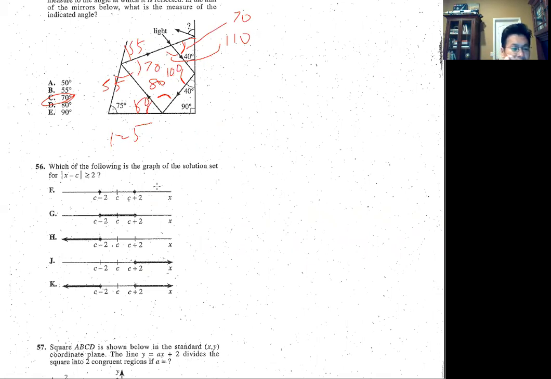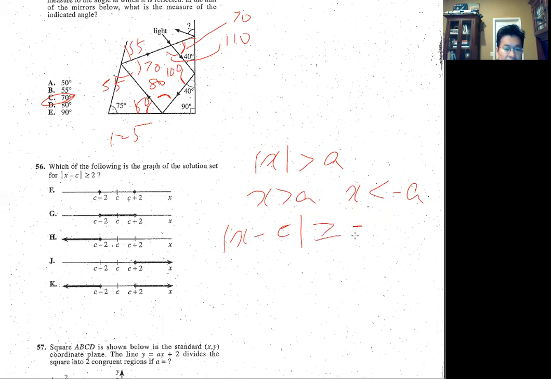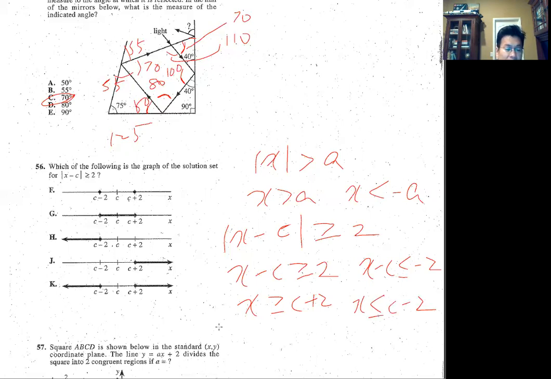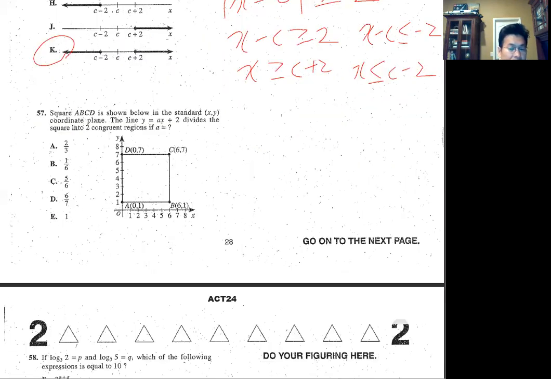56 is the following graph solution set of this one. As I said earlier, I always use this one. X is A, X is less than negative A. So same thing, X minus C is greater than or equal to 2. X minus C is less than negative 2. So x has to be greater than or equal to c plus 2, x has to be less than or equal to c minus 2. Okay, so this one.